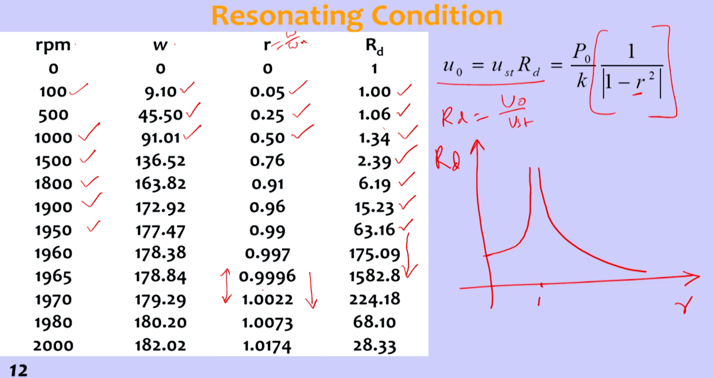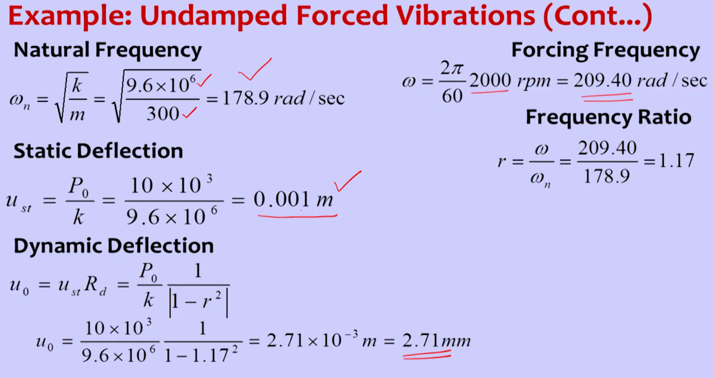If R is exactly equal to 1, this value goes to infinity and then comes back. Practically this is not possible. Why? Because dynamic displacement is static displacement multiplied by Rd. So what is the static displacement? 1 millimeter only.